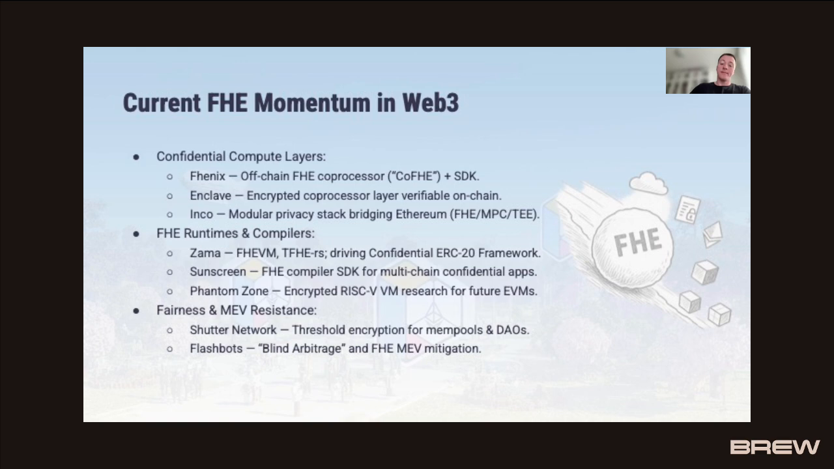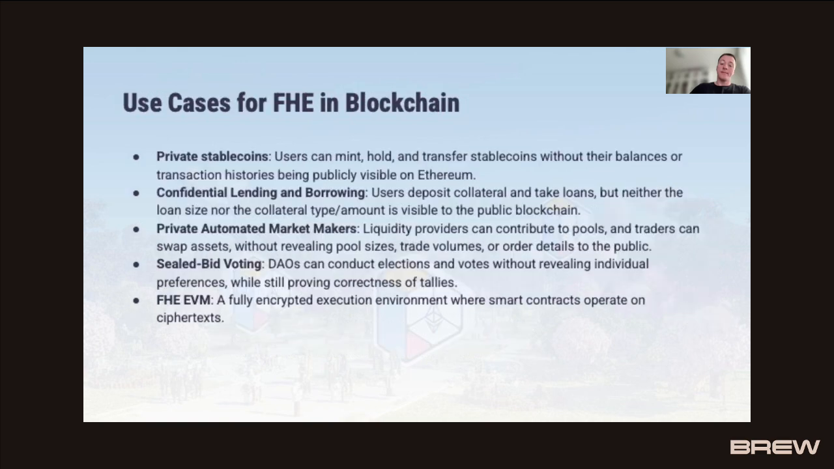Yeah. So, indeed, I think there is quite a bit of FHE momentum in Web3 right now. For example, for confidential compute layers, we have Phoenix, Clay, Pinko. Then for FHE runtimes and compilers, we have Zama, Sunspring, Phantom Zone, and for fairness and MEV resistance, the Shadow networks, and actually many others. And there is a good reason for this, because there are a lot of use cases for FHE in blockchain.